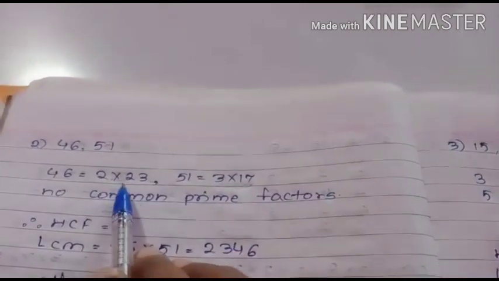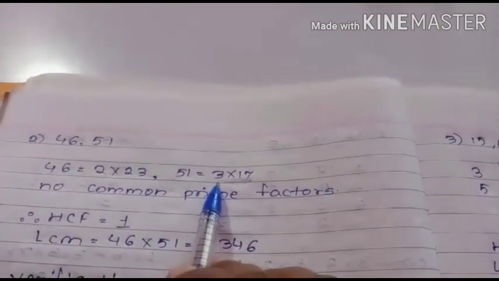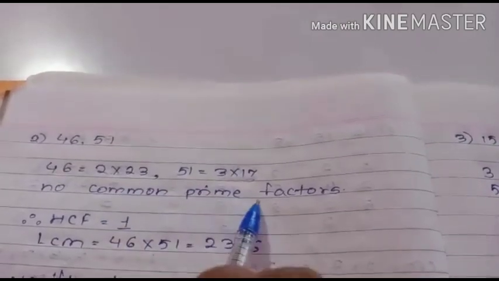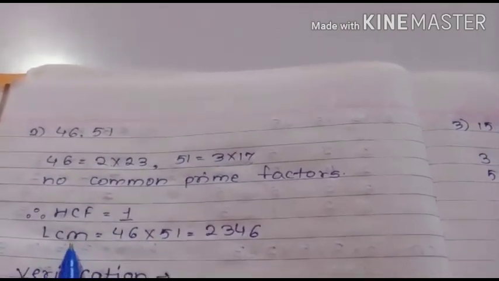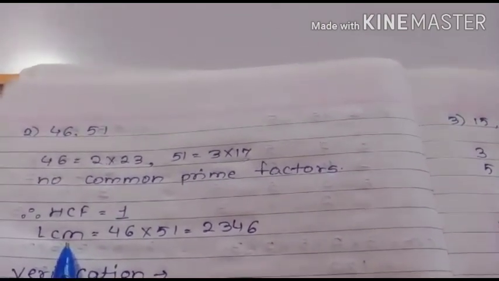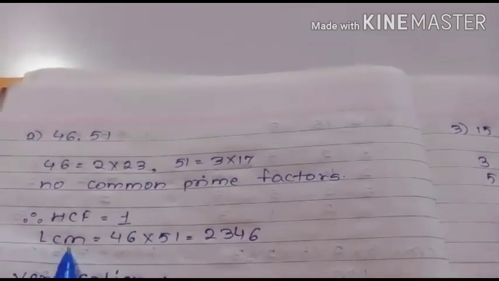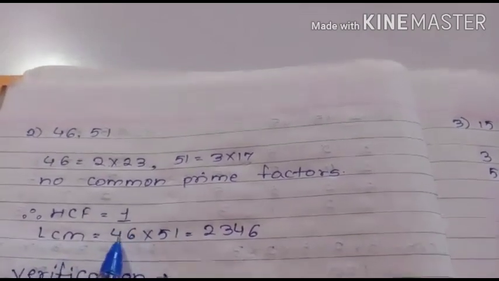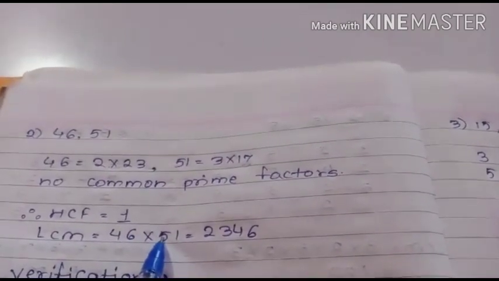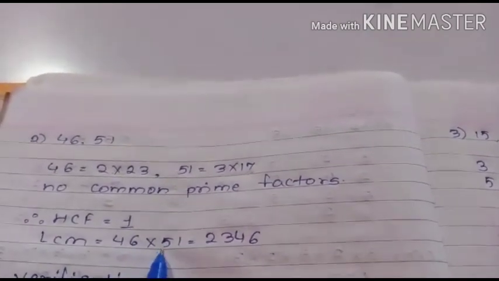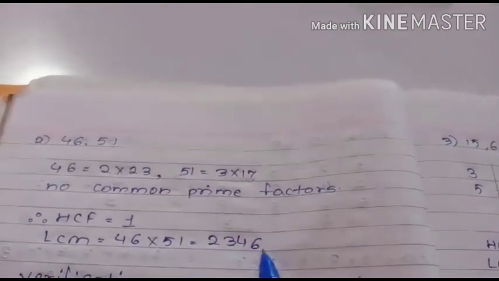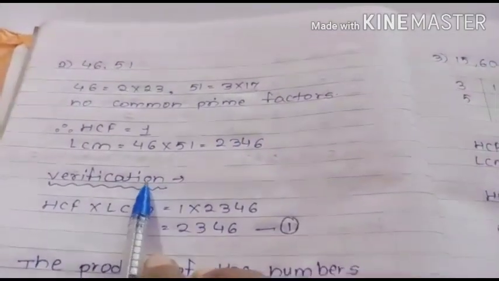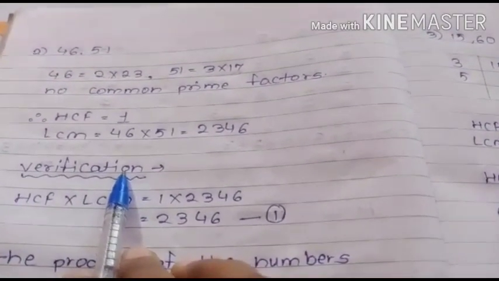Now can we get any prime factor common here? No. If no common prime factor, that means HCF will be 1. And LCM, what did I say, children? If no common factor is there, we take the product of those numbers itself as the LCM. So 46 multiplied by 51, the answer will come 2346. Now verification.